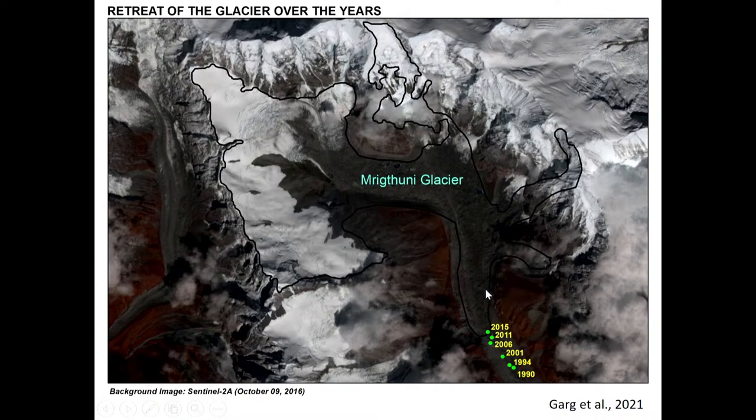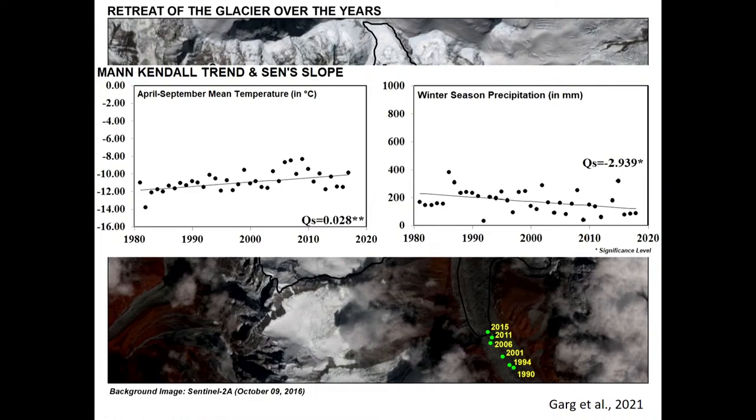We have analyzed the climate data, that is the temperature data and the precipitation data. So we have found that the winter precipitation is reducing, and the summer temperature is increasing. Even the winter temperature is also increasing in this analysis. Because of this, the glacier is not getting much recharge, or not getting more snow. Because of that, they are retreating.